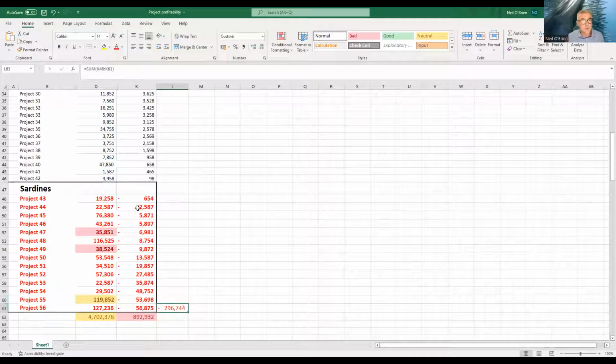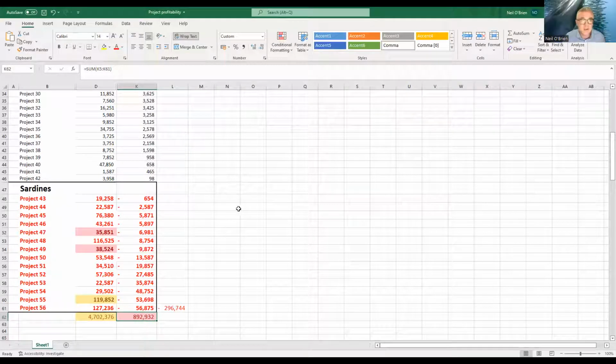So those projects here, these reds, lost them 300,000. They lost 300,000. Total profit of 900,000. So obviously, if they had no sardines, they would have had a profit of almost 1.2 million. Yeah. So that's that one.